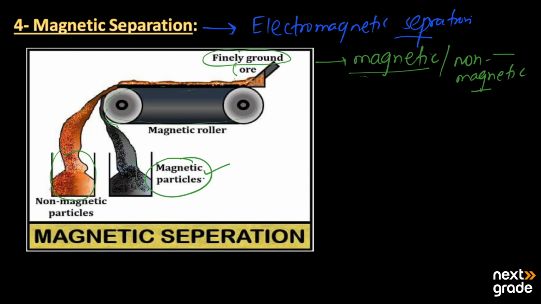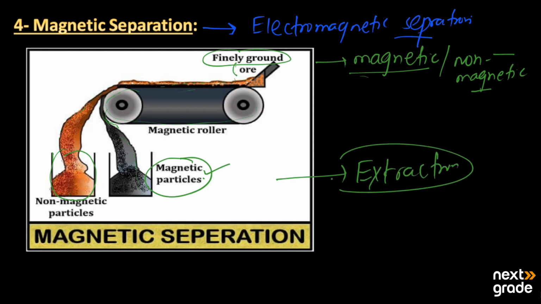Now the concentrated ore that we gain by all these processes is then extracted by different metallurgical operations. So this was the simple concentration of the ore.